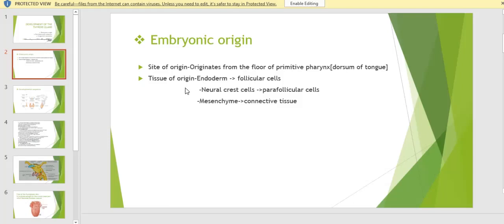Then, what is the tissue of origin? We have the endoderm, which will give us the follicular cells. Neural crest cells will give us the parafollicular cells, and the mesenchyme will give us the connective tissue framework, the stroma. If you haven't seen the histologic organization of the thyroid gland, I think I have a video on that. You should see that.